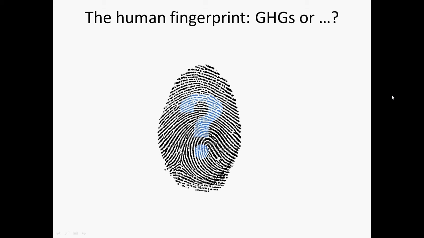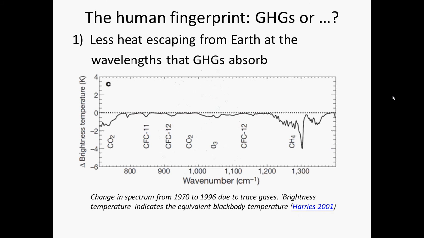Okay, so the next few slides talk about how do we know it's actually greenhouse gases and not something else like the sun or volcanoes or something like that. So there's a bunch of different lines of evidence, some of which would perhaps be tough to understand without this class, but here's the first one.